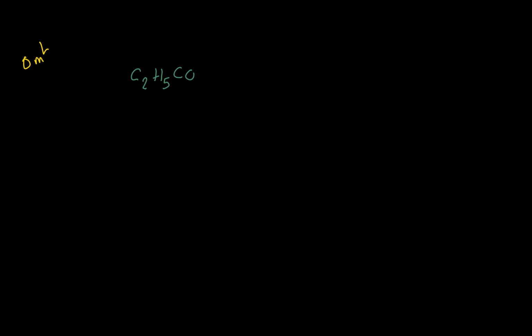So C2H5COOH, aqueous, and that's going to give the following. It's going to give its conjugate base, C2H5COO minus, and it's also going to give hydronium ions, H3O plus, also aqueous. All right, so there's our expression for what's going on here.